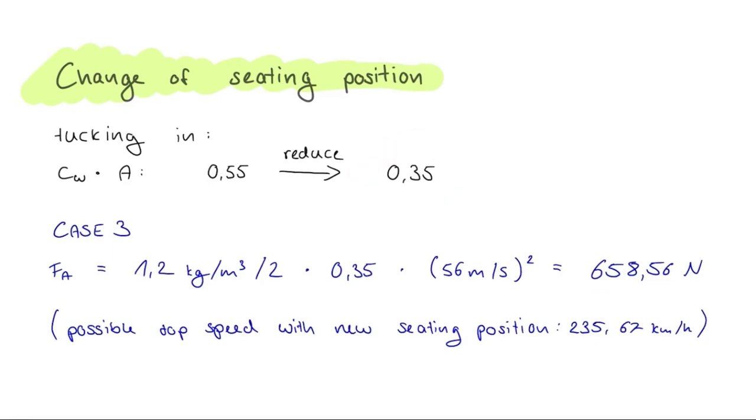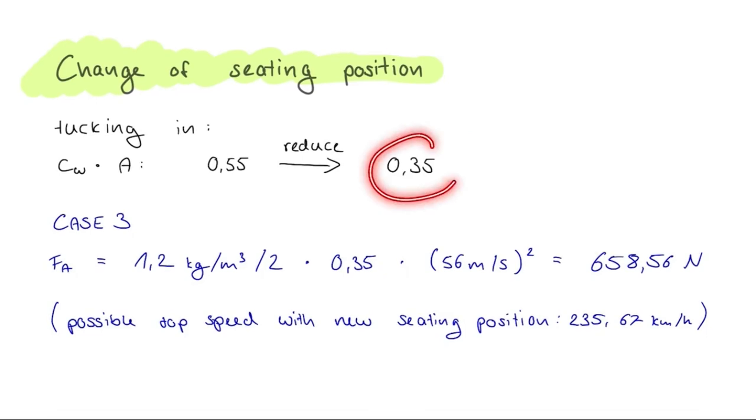Now, let's calculate the third case with the new Cw times A. In the third case, we put this value here, and the new air resistance is 658 Newton. With this new air resistance, the speed of 200 kilometers per hour is possible, and our new top speed is 235 kilometers per hour.